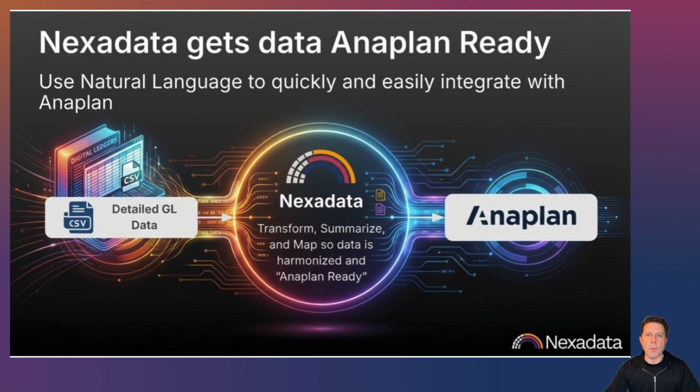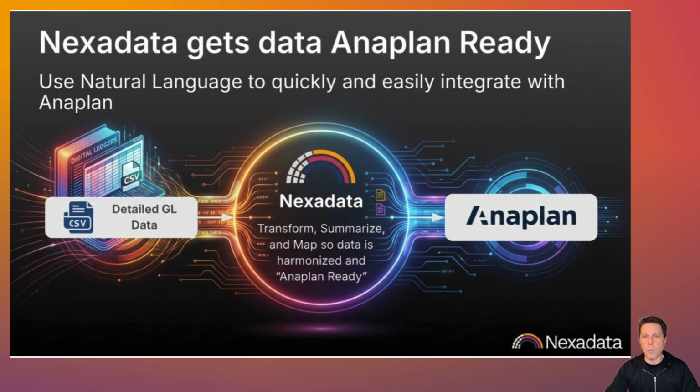We're going to start with detailed general ledger data. This could come from systems like Workday, NetSuite, or Oracle E-Business Suite. Using Nexadata, we'll transform, summarize, and map that transaction level data so it's fully harmonized and Anaplan ready. Once the data is ready, we'll load it directly into Anaplan and trigger the import process without scripts or manual handoffs.